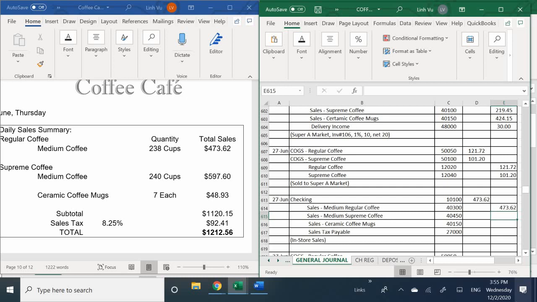Okay, and then our Supreme coffee is $597.60. Our coffee mugs were $48.93. And our sales tax came to $92.41. Bringing our total for our checking column to $1,212.56. Okay. Good.